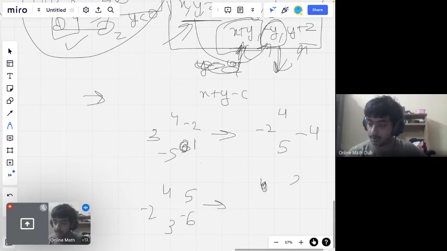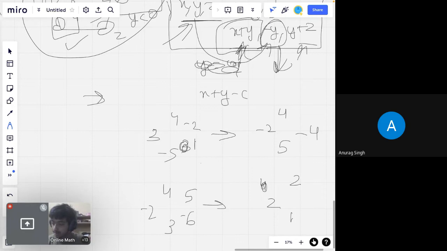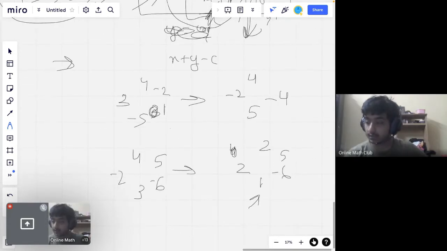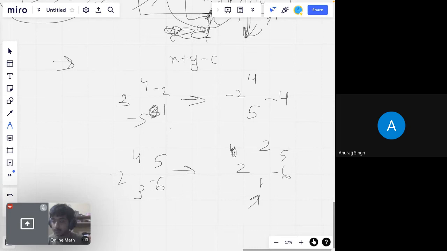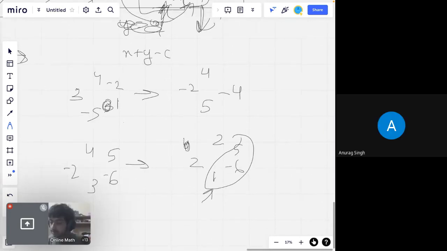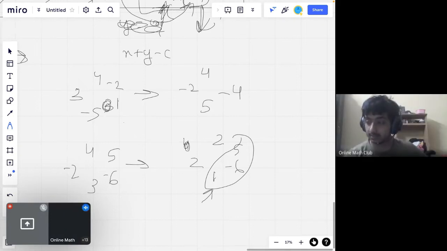Okay, so this will become 2, 2, 1. Then I'm saying to pick 2, 1, and minus 6. You can't pick 2, 1, and minus 6. 1 is not negative. But minus 6 is negative. No, the problem is the middle one has to be negative. That's the thing, no?